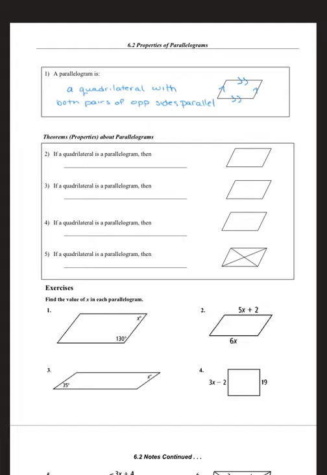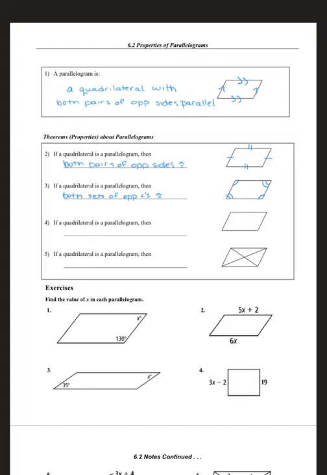The next property says if a quadrilateral is a parallelogram, then both sets of opposite sides are congruent. So the top and bottom are going to match, and the left and the right are going to match. The third property says if a quadrilateral is a parallelogram, then both sets of opposite angles are congruent. So these two angles are going to match, and then the other two angles will match.